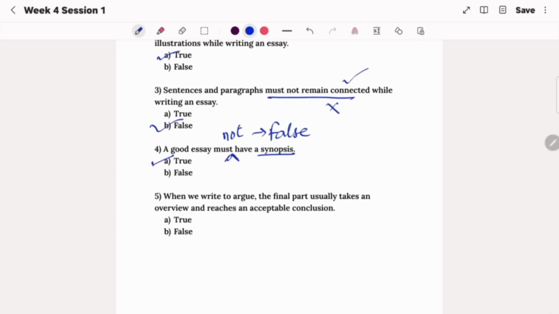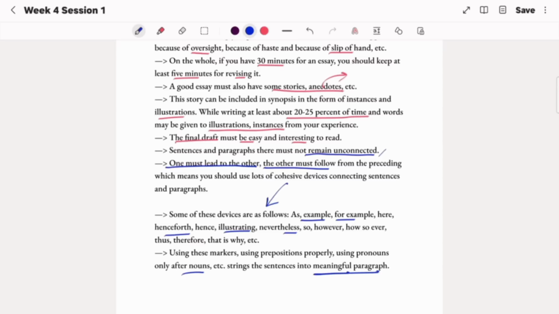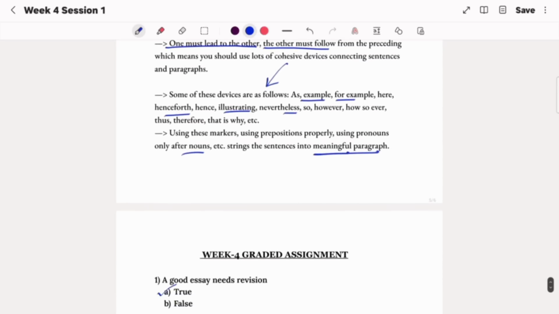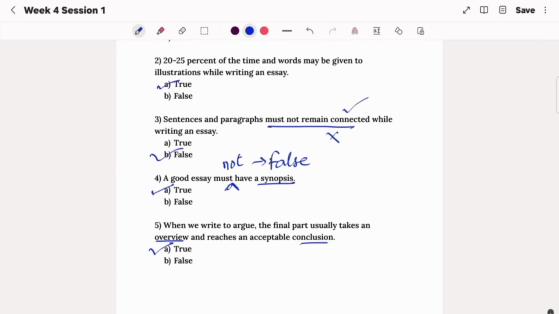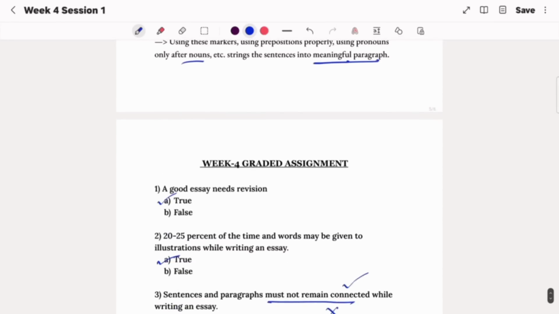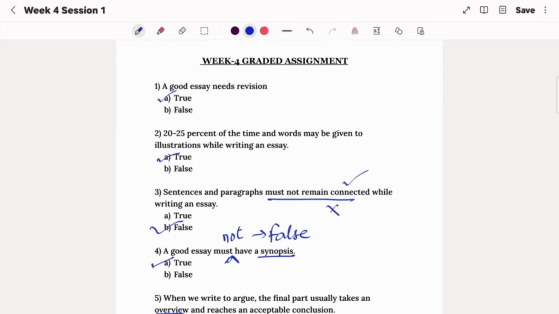When we write to argue, the final part usually takes an overview and reaches an acceptable conclusion. True. The final part is always an overview and a conclusion. I'm hoping that everything is clear for you. Week 4 does not have any grammar part, and all the activity questions have only essays. If you want a grip on English, you can practice them, but this week does not have a higher weightage.